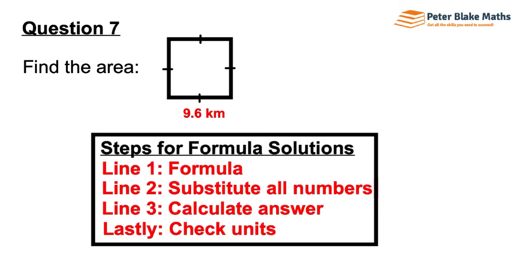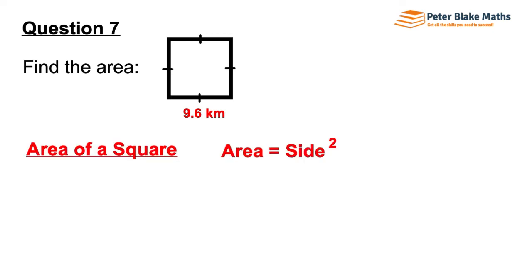Okay, anytime we'll have a formula, and we will for this one. Our steps for formula solutions is to write the formula on the first line. On the next line down we substitute all the numbers we've got. We'll calculate our answer on the third line, and we'll remember to check our units to make sure they're correct as our last step. So the formula here, we have an area equals side squared for a square.